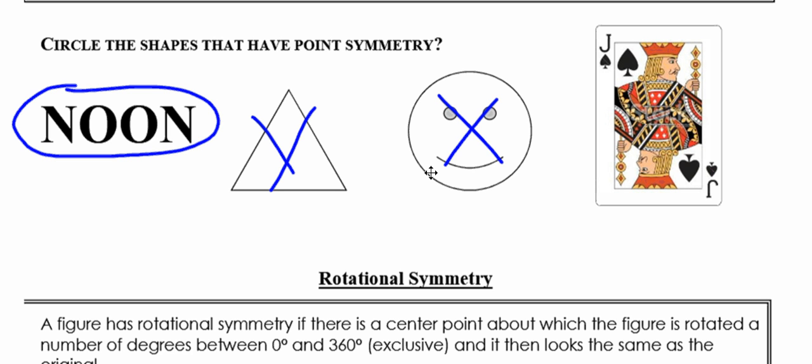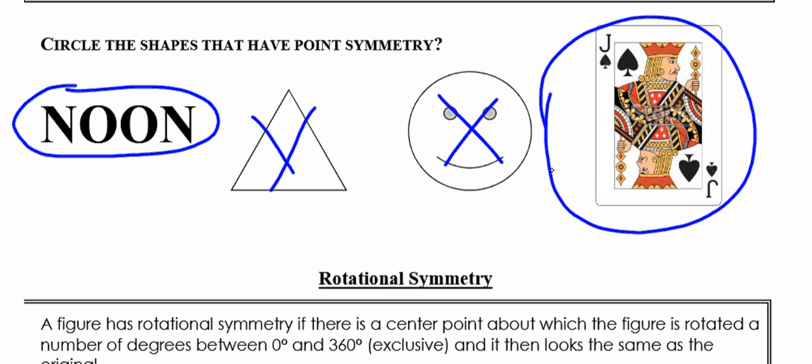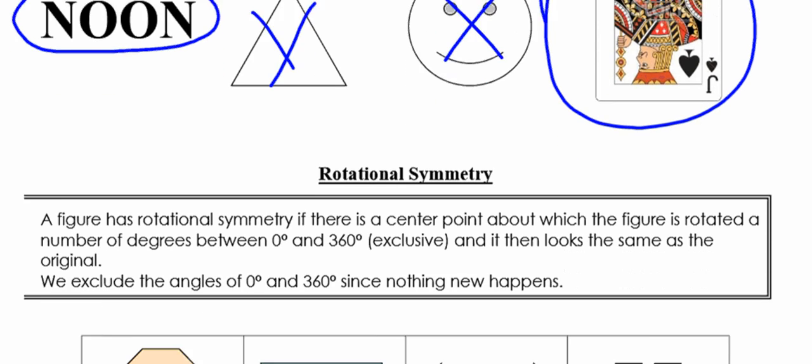And the jack, go ahead and flip the jack upside down. When you turn him upside down, is he exactly the same as he was right side up? Yes, so he, like the word noon, does have point symmetry. So that's the whole idea behind point symmetry.